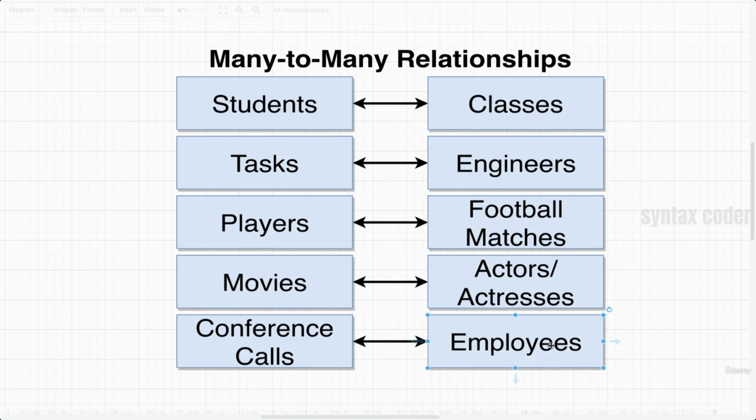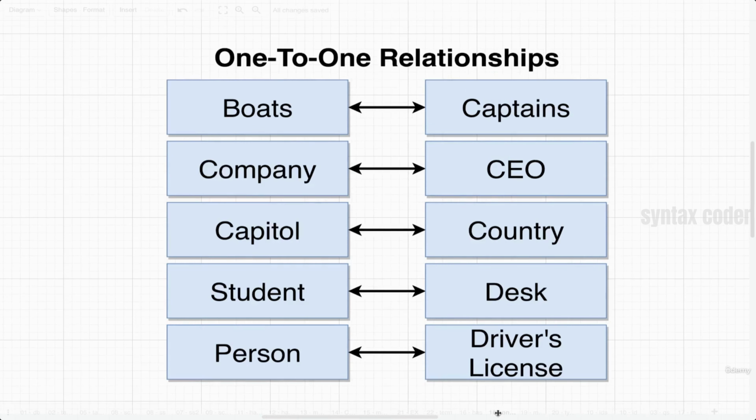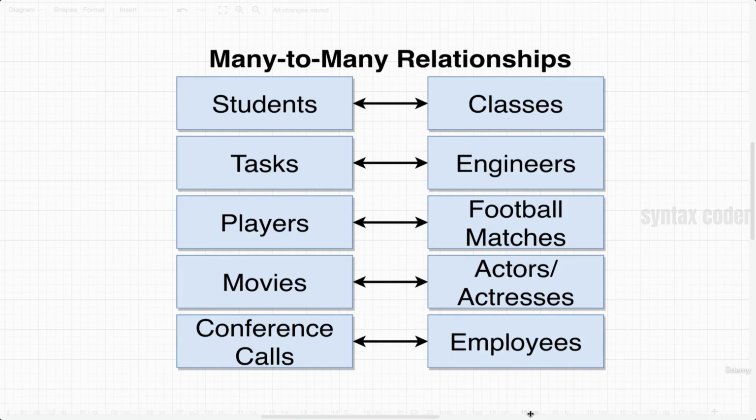Again, I stress that time is a factor in this relationship, because if we consider just a single instant in time, an employee is only in one conference call at a time. So we might say that over the span of a week, an employee will be in many different conference calls. All right, so again, these are all examples of one-to-one relationships and many-to-many relationships.